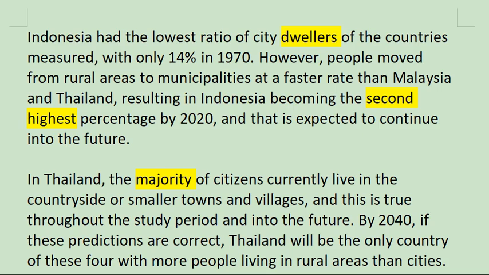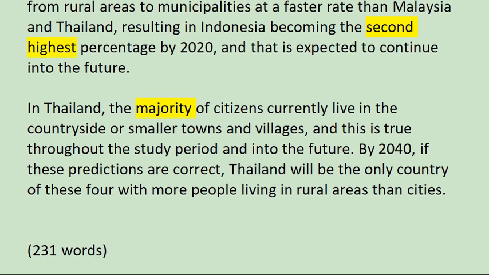In Thailand, the majority of citizens currently live in the countryside or smaller towns and villages, and this is true throughout the study period and into the future. By 2040, if these predictions are correct, Thailand will be the only country of these 4 with more people living in rural areas than cities.